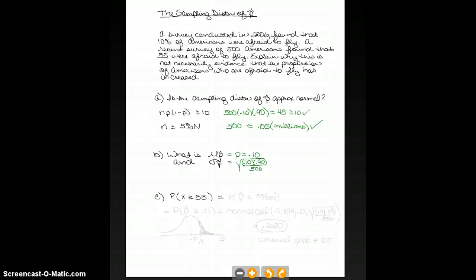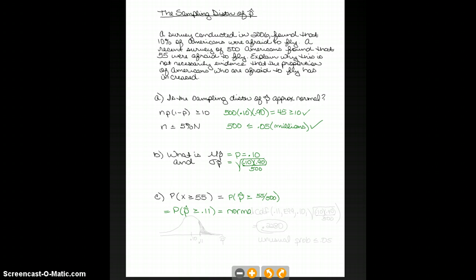Now, if we want to find out if this is evidence that the proportion has increased, let's find out what the probability is of getting what we got or more. We got 55 people out of our 500 who were afraid to fly. Well, we need to convert this value into a p hat value by taking this value of x and dividing it by n. We want the probability that p hat is greater than or equal to 11% or 0.11.